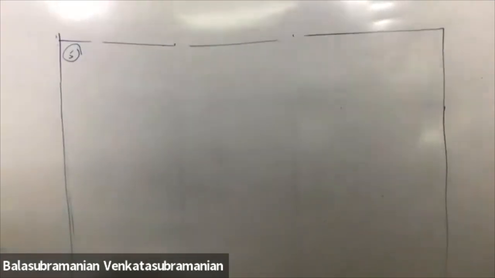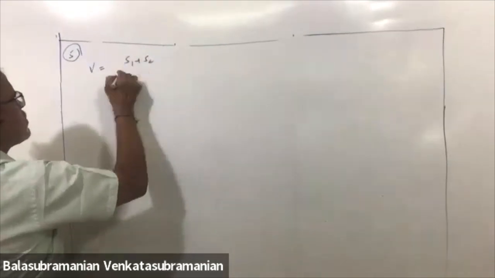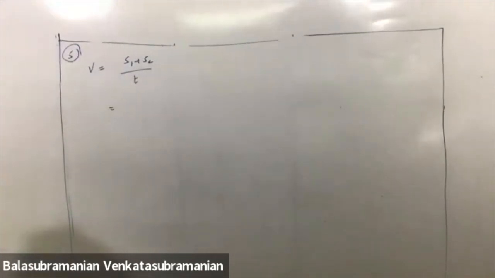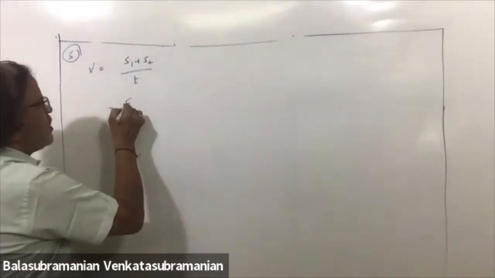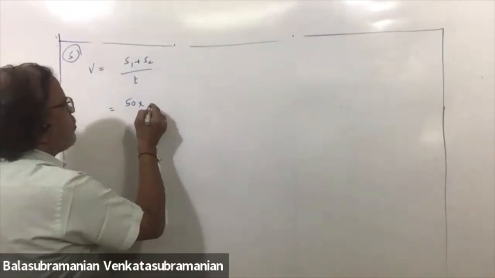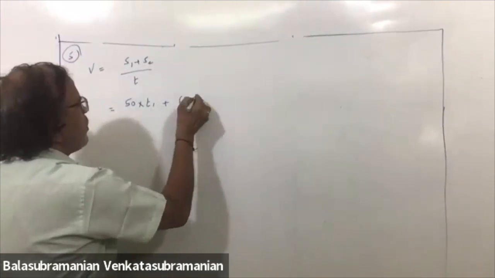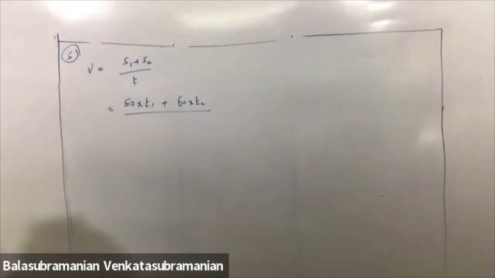No, sir, I want to do with the formula. You can write average velocity is equal to S1 plus S2 by T. What is S1? Distance. Distance is velocity into time. Velocity is 50 kilometer per hour into time T1. Next is 60 kilometer per hour into time T2, by T.